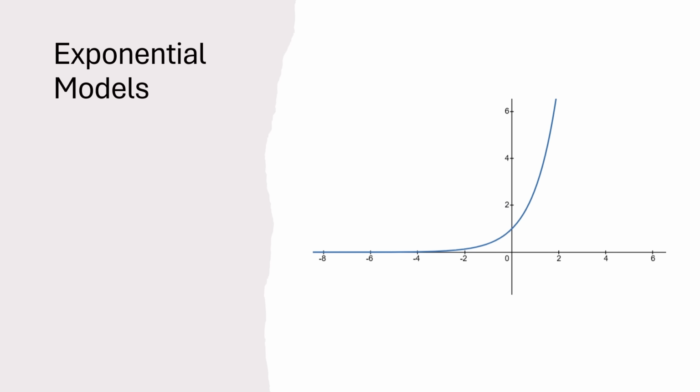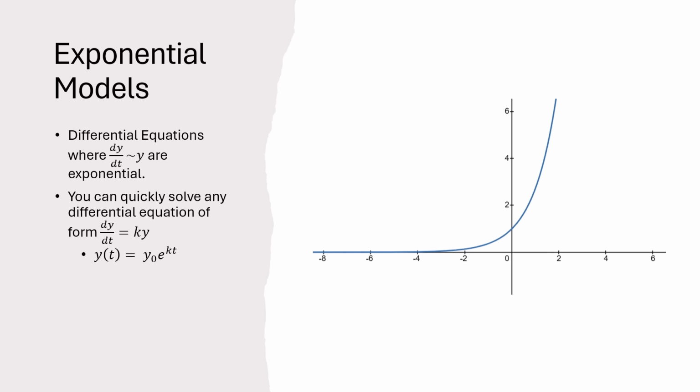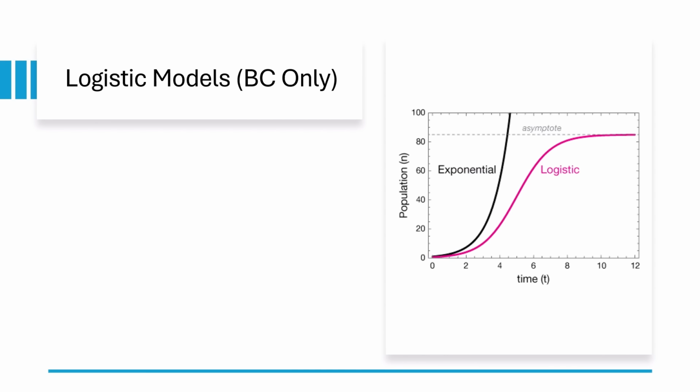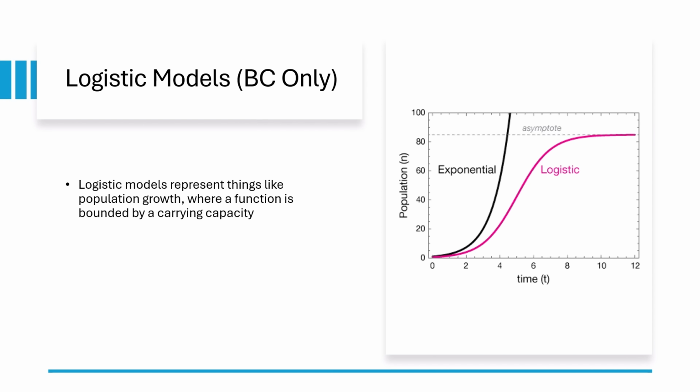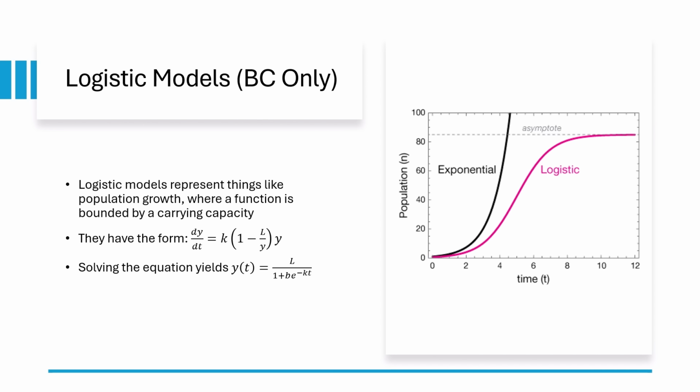Whenever you see a differential equation in the form dy dt is proportional to y, it's going to be exponential. Specifically, if dy dt equals ky, then y of t is going to be y0, some initial condition, times e to the kt. Logistic models can represent things like population growth, where a function is bounded by a carrying capacity. They have the form dy dt equals k times 1 minus y over L times y. Solving this differential equation yields y of t equals L over 1 plus b e to the negative kt, where b is some constant that you can plug in an initial condition to solve for.